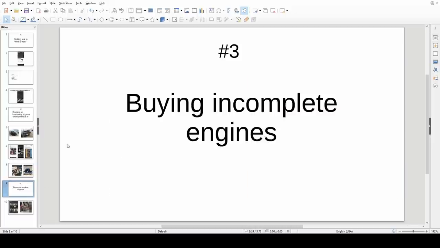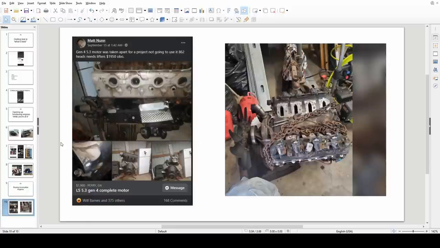Number 3 and final, I want to keep this video a little bit short. Buying incomplete engines. I don't know why people continue to do this. I didn't blur Matt's name out here because Matt's a dickhead. This is a Gen 4 5.3 engine. He says motor. Not going to use it. 862 heads, needs lifters. So this came with 243 heads on it, which are more desirable, even if I don't think they're better, but they're more desirable. So he dropped the compression ratio here.